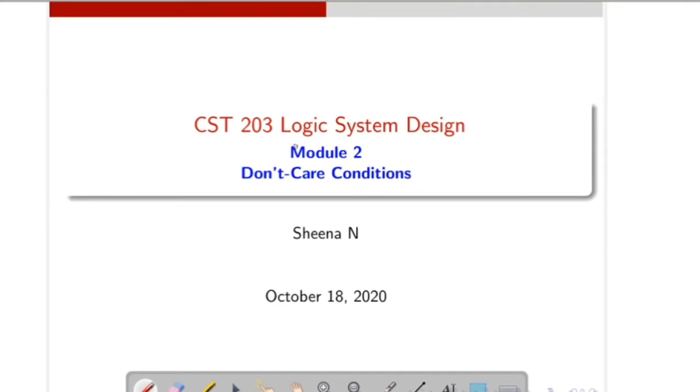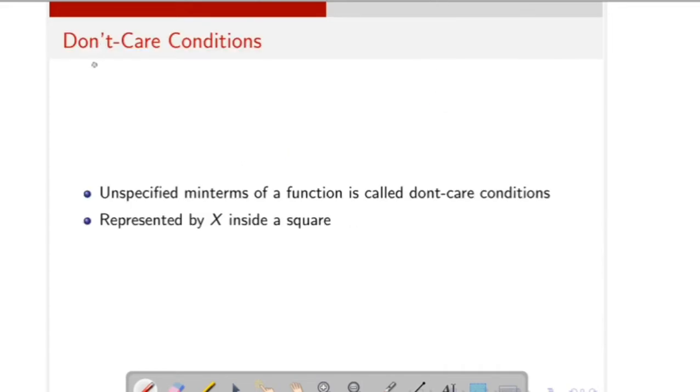Hi students, in this video we will study about don't care conditions in boolean functions. You know that boolean functions are in two forms, SOP and POS form. SOP form means sum of product form, that is sum of minterms, and POS form means product of sum, that means product of max terms.